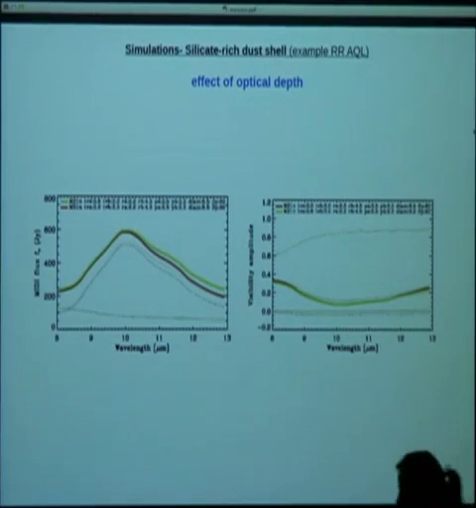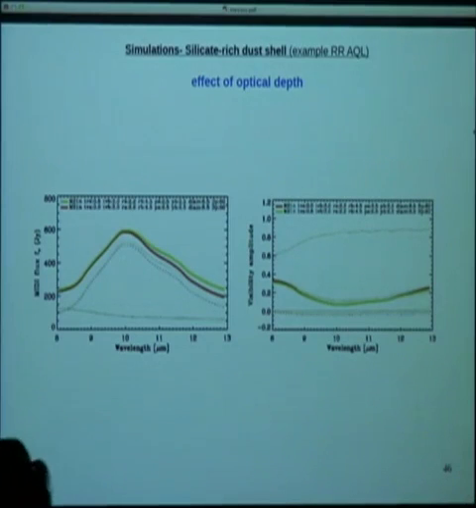And I'm showing you only a few simulations because we, of course, did many. So this is the influence of optical depth. Again, we see flux versus wavelength, visibility versus wavelength. In this case, the models and parameters are the same. Only in one case, there is addition of aluminum oxide with low optical depth.